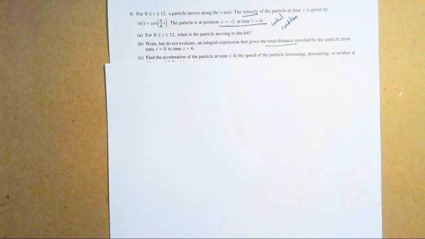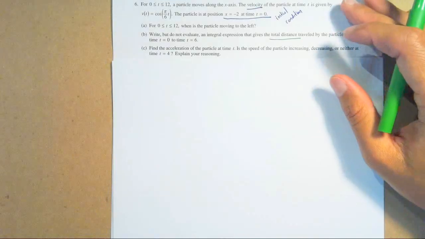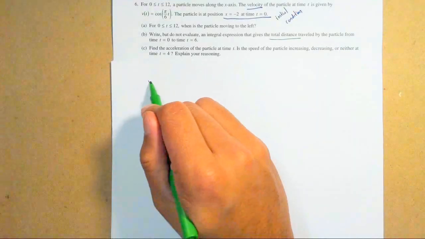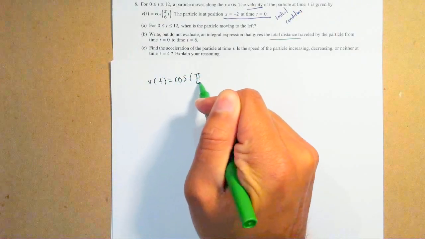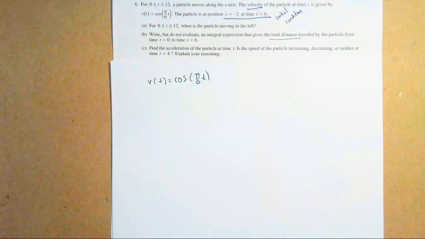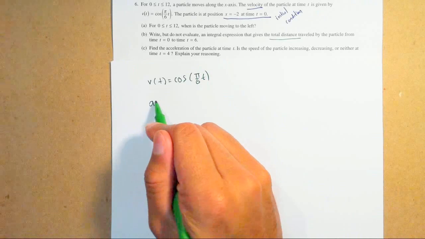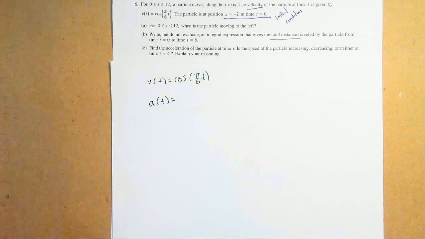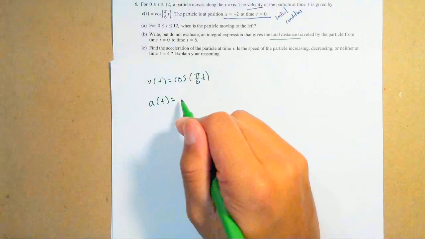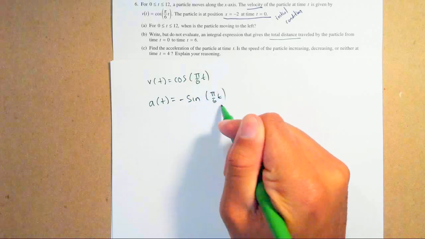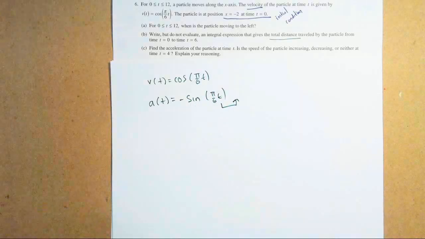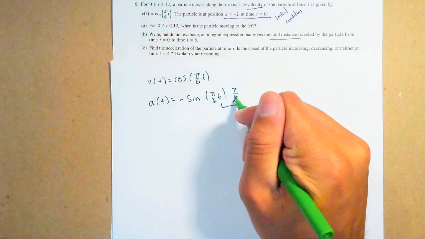Well, in part C, the question says, find the acceleration of the particle at time t. So I'm going to go ahead and find the acceleration. Well, I know velocity is equal to cosine pi over 6t. So when I find this derivative, I'm going to find the derivative of cosine, because acceleration is the first derivative after velocity. Derivative of cosine is negative sine. I'm going to leave the inside the same, but then I'm going to chain rule it, and the derivative of pi over 6t is just, hopefully you guys agree, pi over 6.